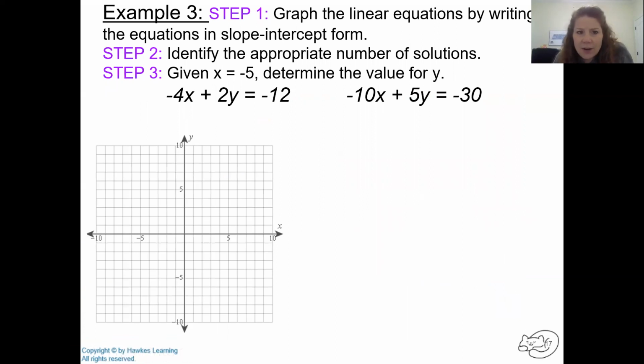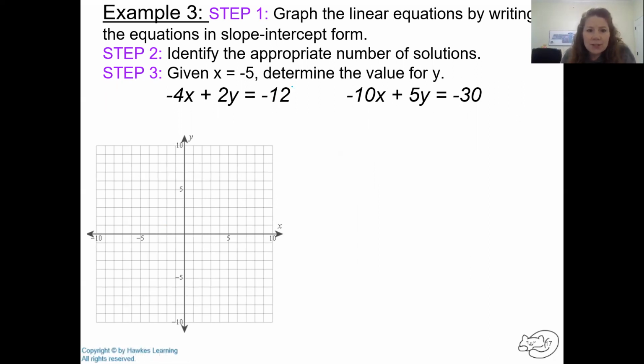All right, so this is example 3. Graph the linear equations by writing the equations in slope-intercept form. Identify the appropriate number of solutions. And then it'll say, given x equals -5, determine the value for y.